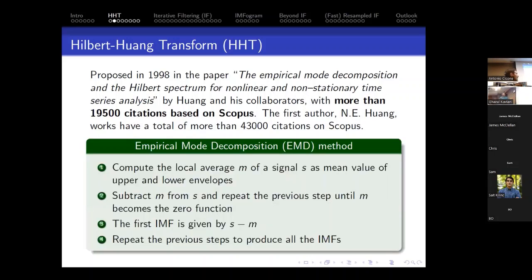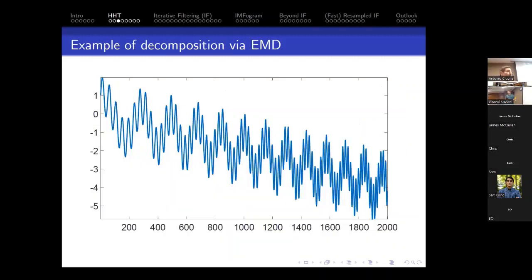So how does the technique work? It's a really simple method, but it's even simpler if we see it through an example. So we take a non-stationary signal and we want to decompose it into simple oscillatory components. Okay.